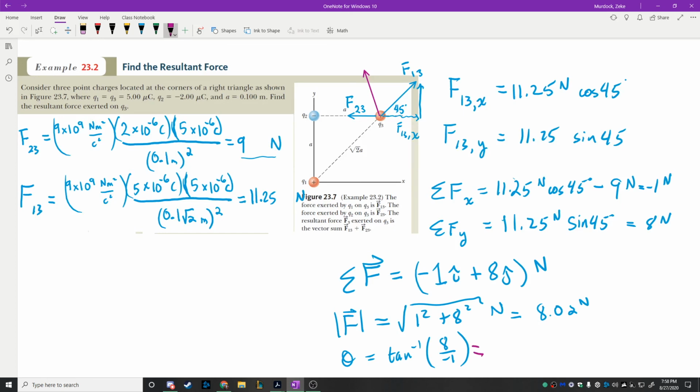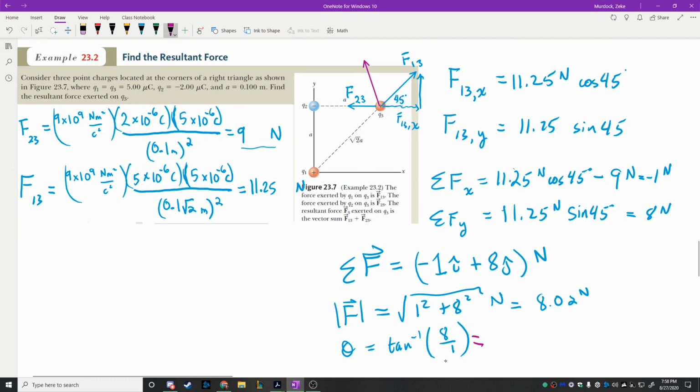Anyway, and then whatever this is equal to. This is going to give you an answer that doesn't make any sense. You've got to get rid of the negative sign. The answer you get out of arctan of 8 over 1 is going to be 83 degrees. But that's going to be above the negative x-axis, right? Or it would be 180 minus this, which would be, what, like 97? Counterclockwise away from the positive x-axis.